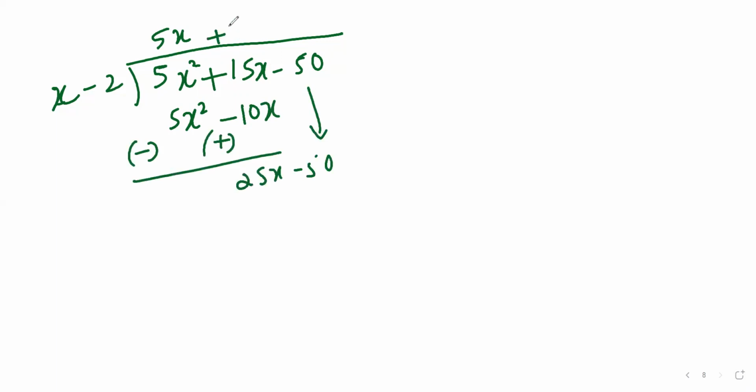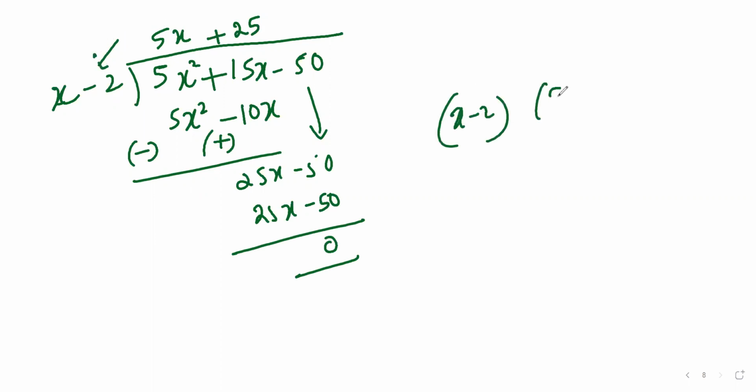So x plus 25 is 25x minus 50, and the remainder will be 0. So we got two things, right? We got x minus 2 into 5x plus 25, which will give me the dividend f of x, that is 5x square plus 15x minus 50.